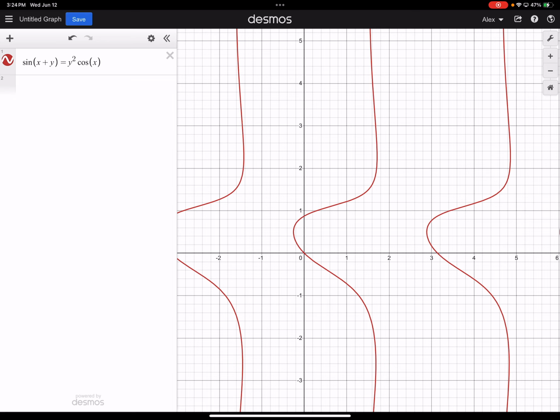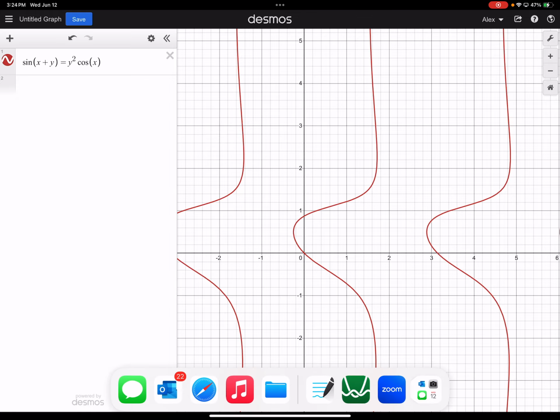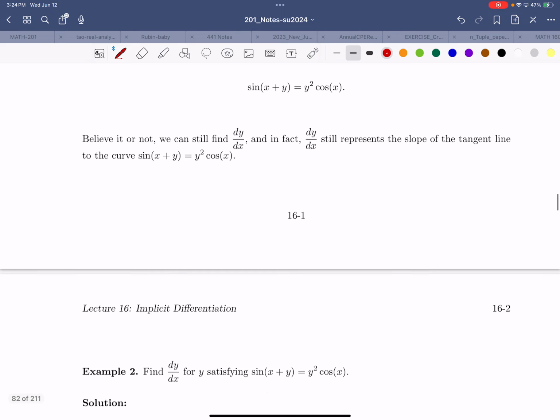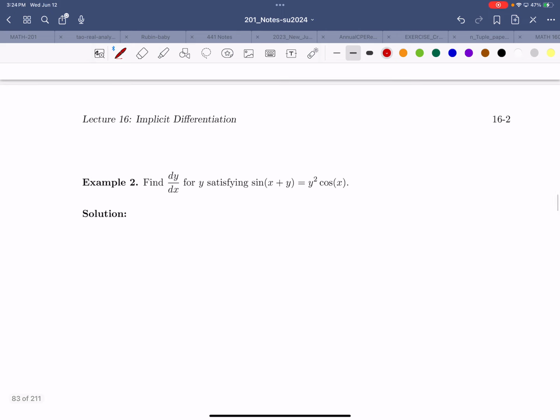And in fact, it works exactly the same way as it did before, right? dy over dx is still the slope of the tangent line. So then the question is, well, how would we find dy over dx? So that's what we're going to learn, and this is called implicit differentiation. So I'll say right here, use implicit differentiation.